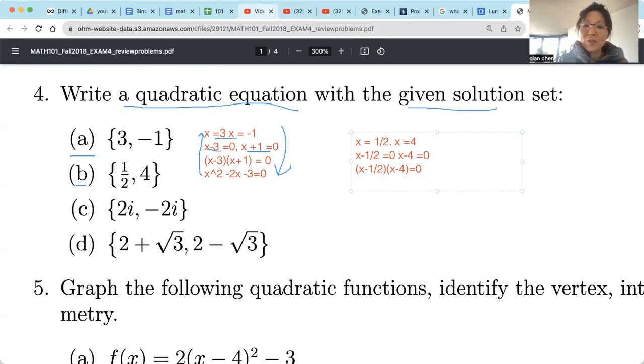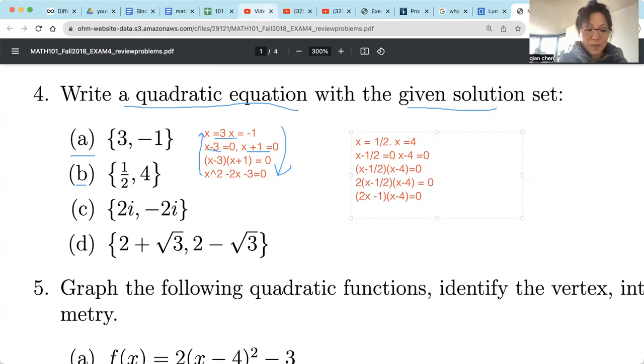But then I see the fraction, a half, right? So I want to multiply by 2 on both sides. Multiply by 2: x minus a half times x minus 4 equals 0 times 2, still 0. 0 times anything will be 0. Now I distribute 2 into the first parenthesis. So I get 2x, 2 times a half, that's 1, then x minus 4 equals 0. So I don't have a fraction anymore. The first factor becomes 2x minus 1. The second factor is x minus 4.